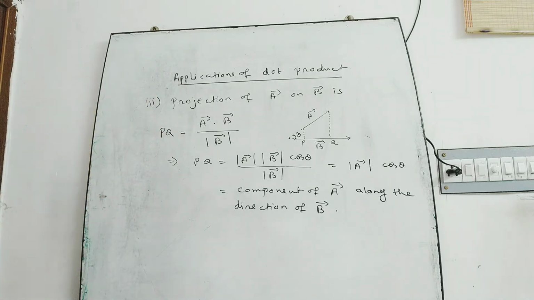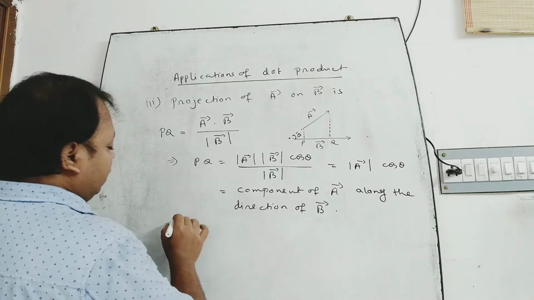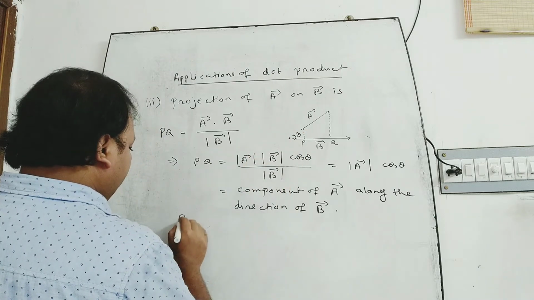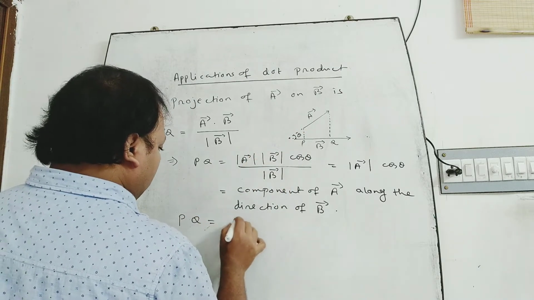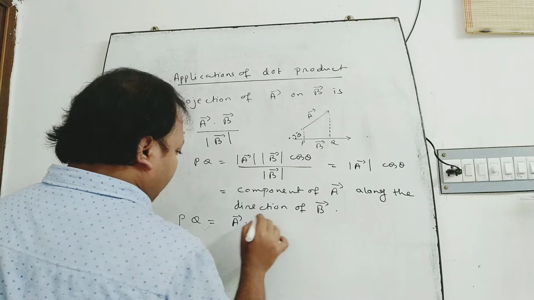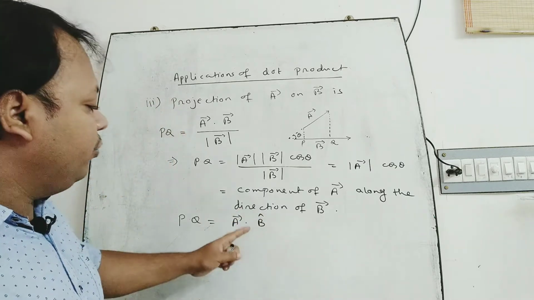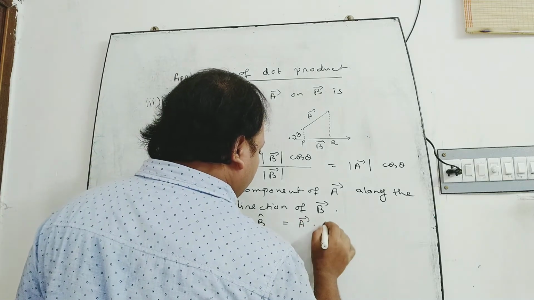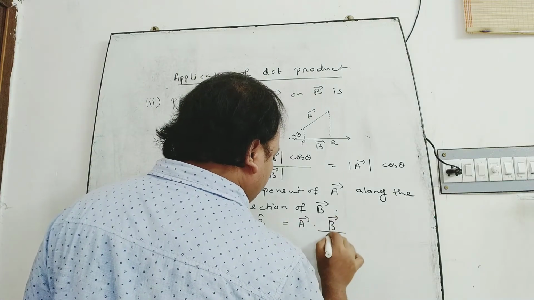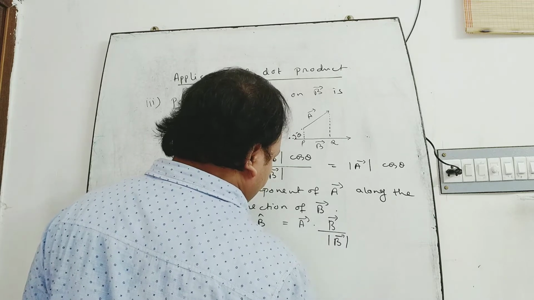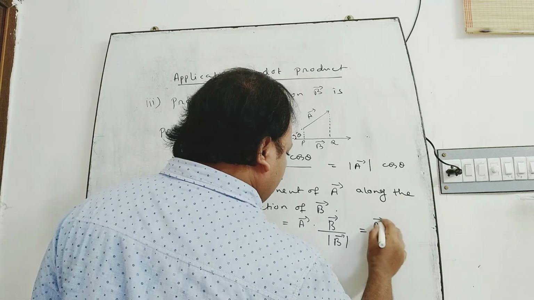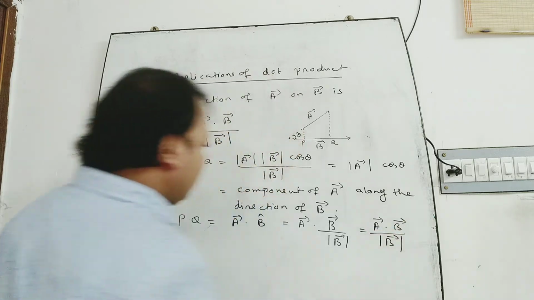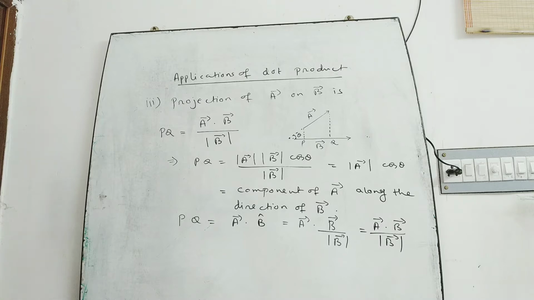We can also write the projection of a vector on b vector as PQ is equal to a vector dot b cap, where b cap is the unit vector of b vector. This gives a vector dot b vector by mod of b vector. This is the projection of a vector on b vector.